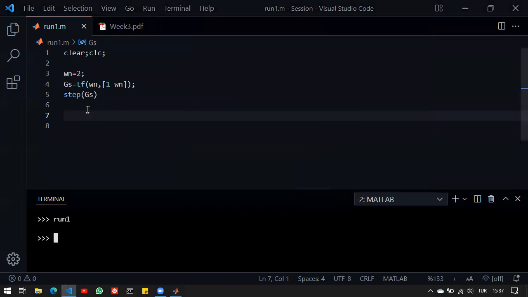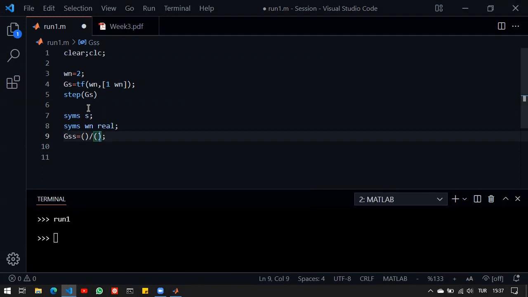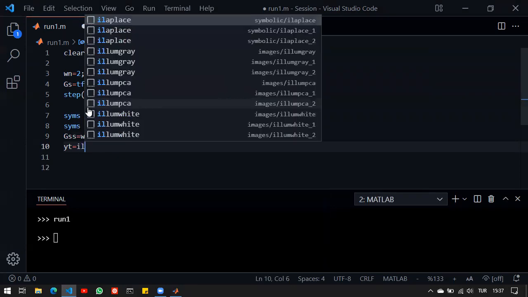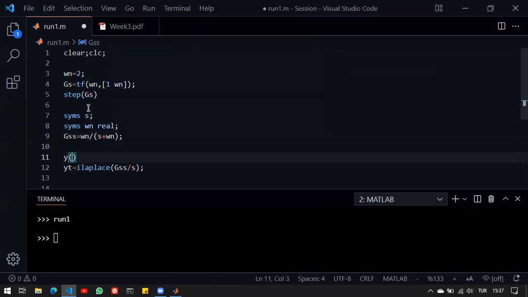And if I'm interested in the solution in the Laplace domain, I can do the following. I can define s and then omega n real. And to find the system using the symbolic toolbox, we have basically omega n divided by s plus omega n. Now, in order to acquire the step response here, I'm going to use the inverse Laplace command here. And I need to use G(s) divided by s. And the reason behind that is the following. We know that the transfer function is defined between the output and the input.